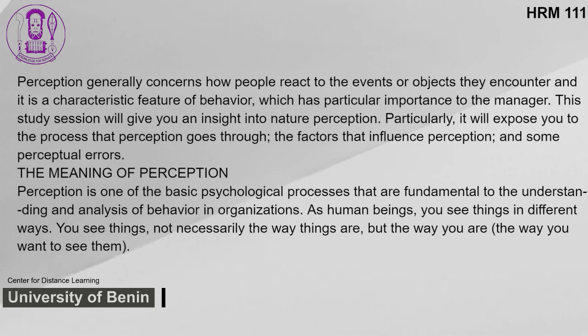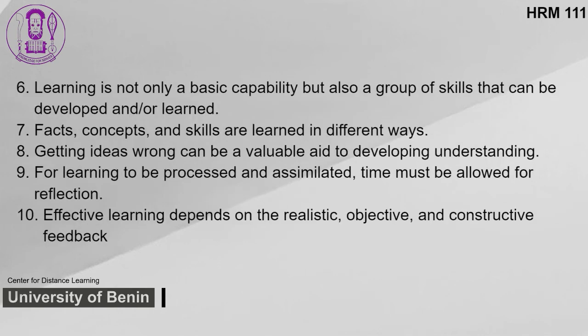4. Learners need to participate actively in the learning process. 5. Learning should be related to and use the learner's experience and knowledge. 6. Learning is not only a basic capability but also a group of skills that can be developed and or learned. 7. Facts, concepts, and skills are learned in different ways. 8. Getting ideas wrong can be a valuable aid to developing understanding. 9. For learning to be processed and assimilated, time must be allowed for reflection. 10. Effective learning depends on realistic, objective, and constructive feedback.